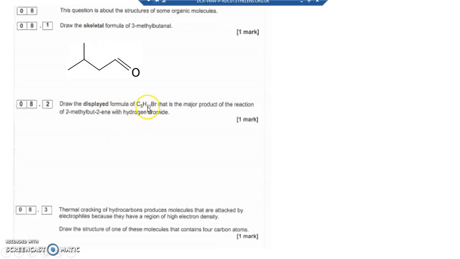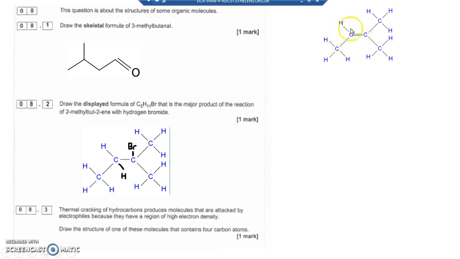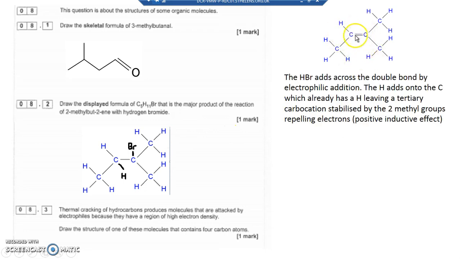Draw the displayed formula C5H11Br that's the major product of the reaction of 2-methyl-butene with hydrogen bromide. So to show this, we need to do the mechanism and show you what it looks like. So here, this is your 2-methyl-butene. 2-methyl-butene, let's just check. But 1, 2, 3, 4 in a line.